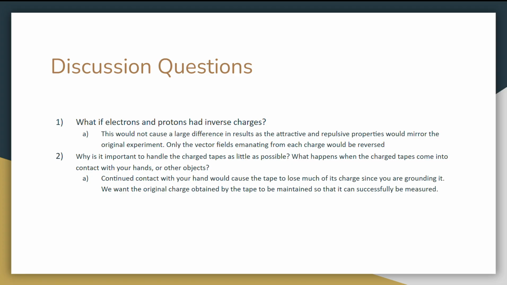Taking a look at our discussion questions, if the electrons and protons had inverse charges, this would not cause a large difference, as the same repulsive or the same attractive charges would be the same. The attractive and repulsive properties would mirror the original experiment, and only the vector fields, if you were to draw them in, would be reversed.